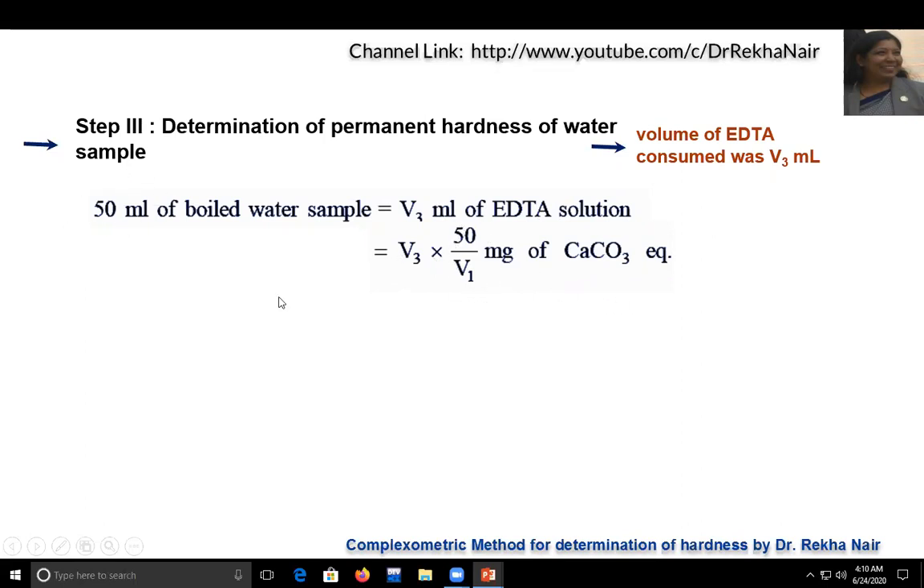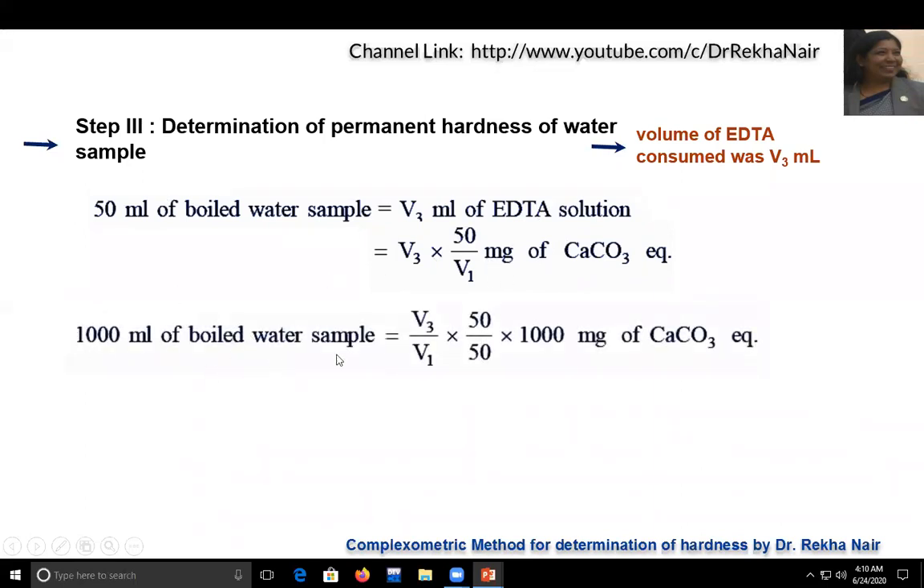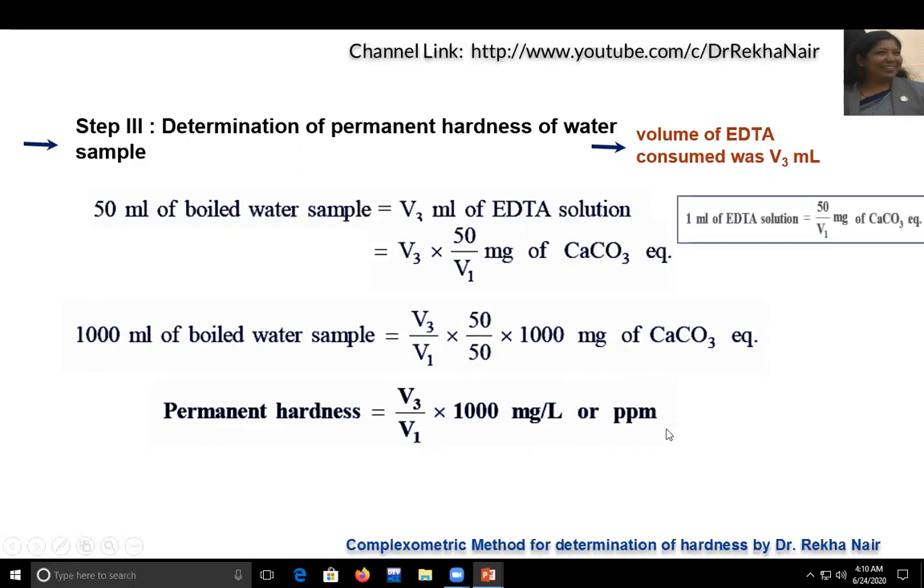If 50 ml contains this much milligram of calcium carbonate, how much must 1000 ml of boiled water sample contain? Multiplied by 1000 divided by 50. Through boiling we had removed all the temporary hardness, so we get the permanent hardness as V3 upon V1 multiplied by 1000 milligram per liter. 1000 ml is 1 liter, so it is milligram per liter, or we can say it is ppm.